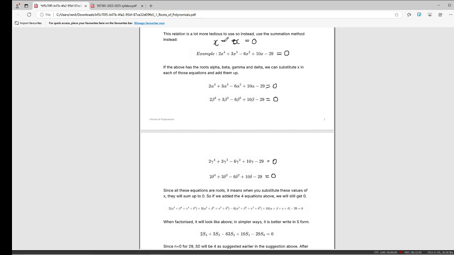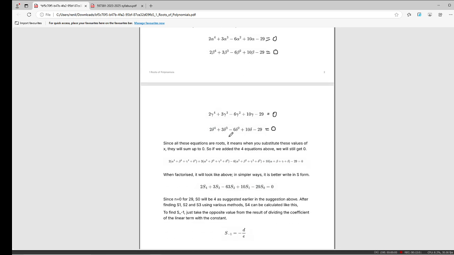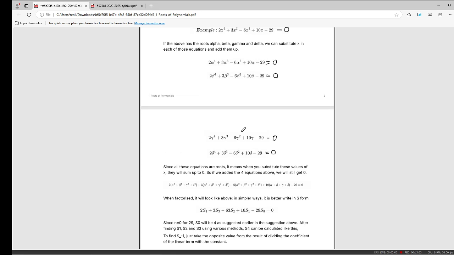For a quartic, you're going to get 4 roots. For a cubic, you're going to get 3. For quadratics, you're going to get 2. Linears have 1, and constants don't really matter. So since all these values are roots, you can substitute them for x and each equation will equal 0. Okay, so it's really important.